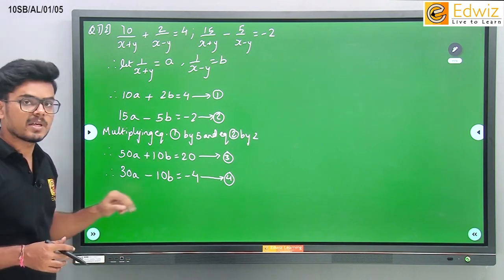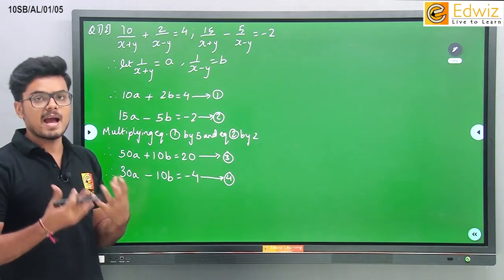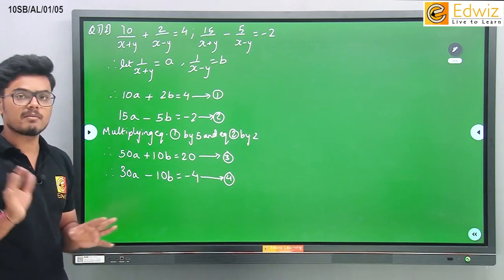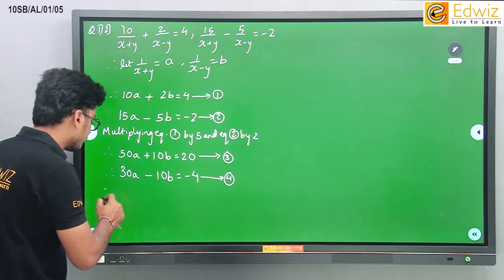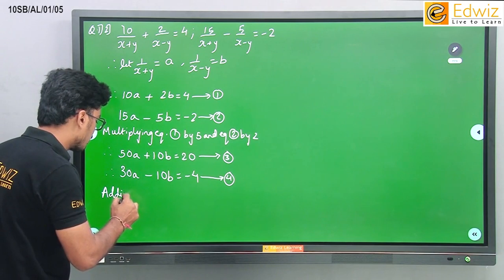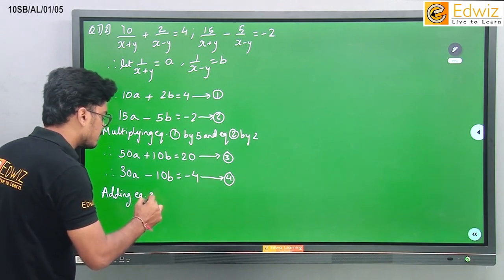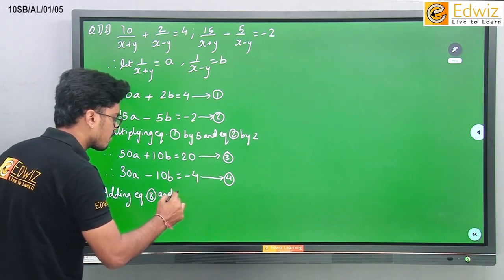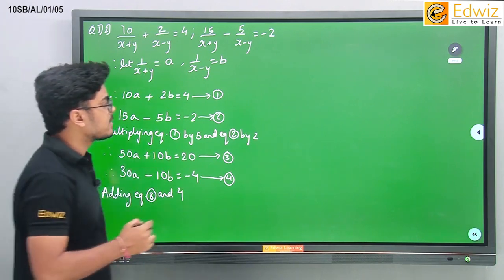Now you can see these two coefficients are same. यहां पर plus 10b है, यहां पर minus 10b है. So if I add these two equations, b part will get eliminated. ठीक है, adding equations 3 and 4. Okay, so addition we'll do here.